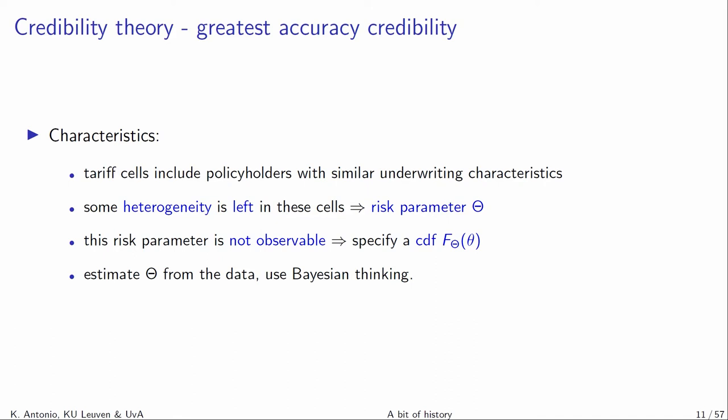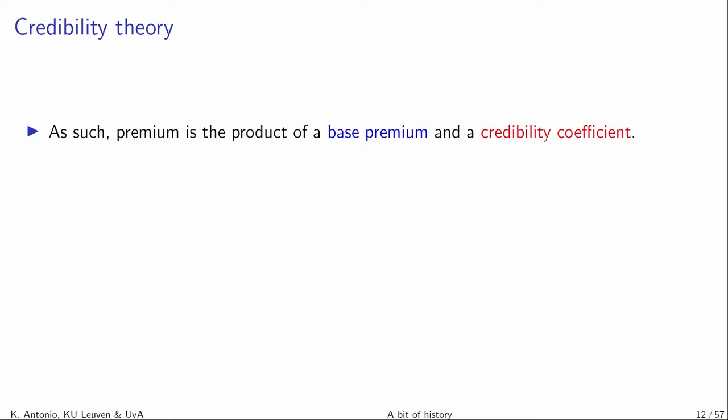Whereas here, it's way more balanced by the fact that I have this common distribution, and then draw a random variable, a risk parameter for each of my policyholders from this common distribution. So it's really like we're going to use this Bayesian thinking to do the estimation. And as such, our premium becomes the product of a base premium and a credibility coefficient.